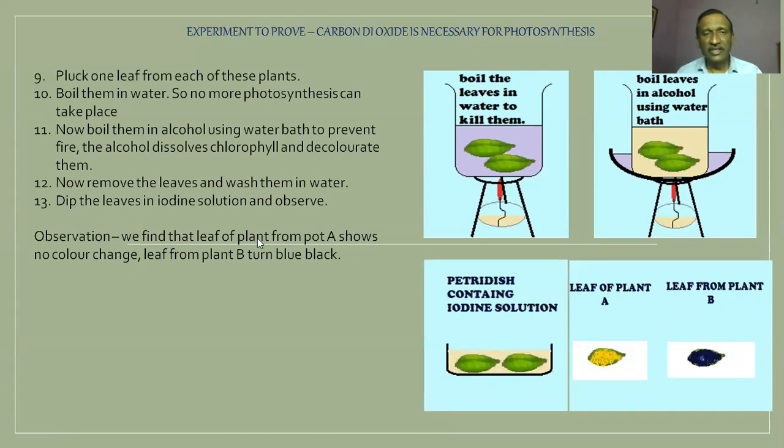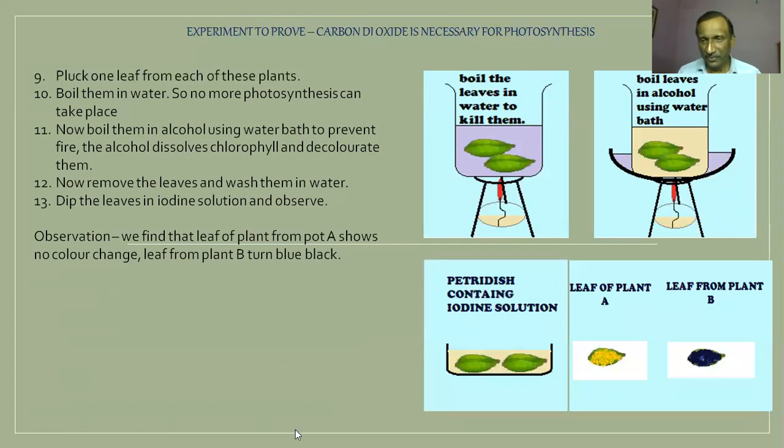We find that the leaf of plant A shows no color change. Plant A, the bell jar in which potassium hydroxide was kept. No color change is an indication that there was no photosynthesis, no starch present. No starch because no photosynthesis took place.